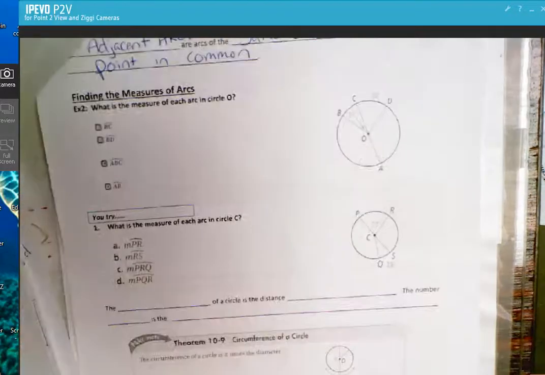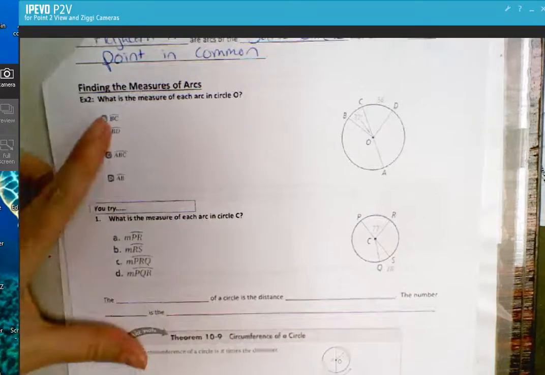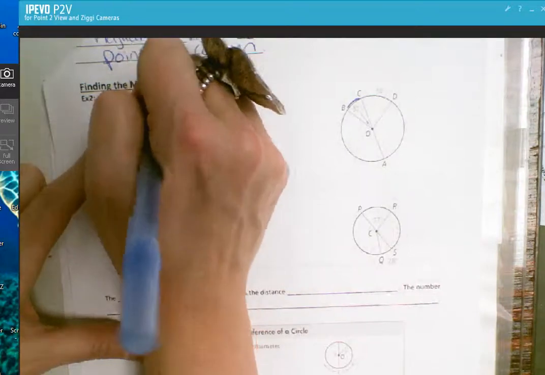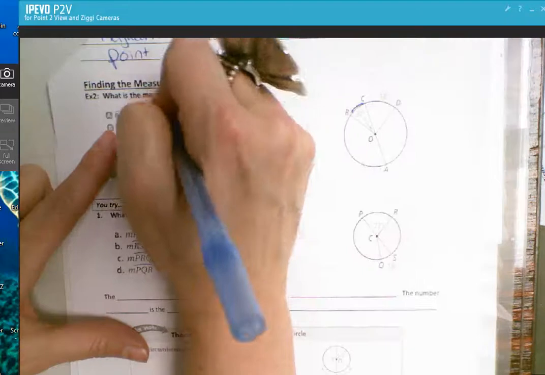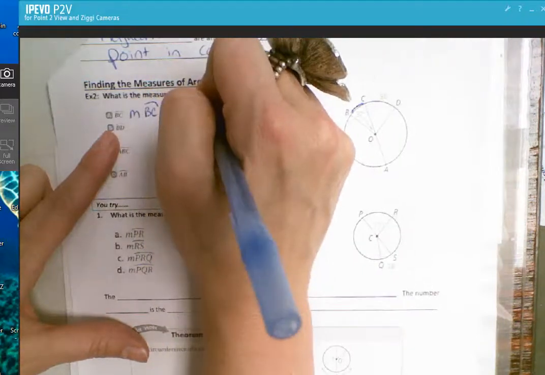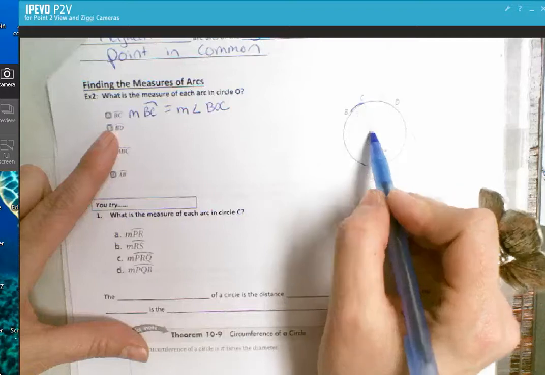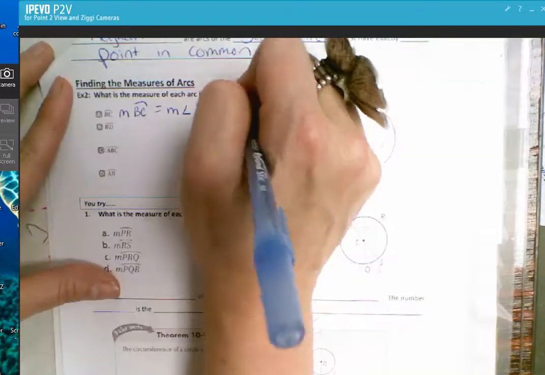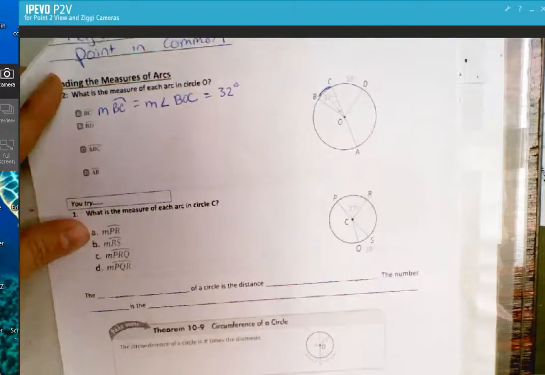Let's find some arc measures. Now remember, the measure of an arc corresponds to its central angle. So if I want arc BC, this arc right here, I need to put an M in front of it because I'm dealing with a degree measure. The measure of arc BC is equal to the measure of angle BOC, its corresponding central angle measure. So it is equal to 32 degrees. And arc measures are in degrees because it matches your angle.